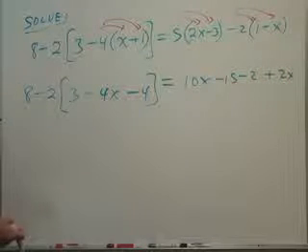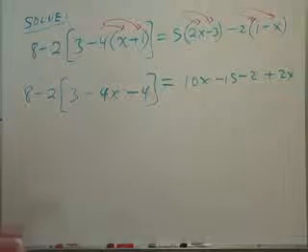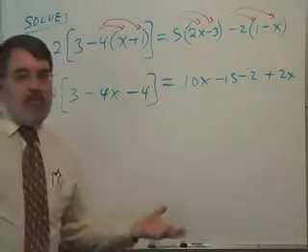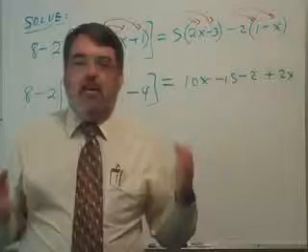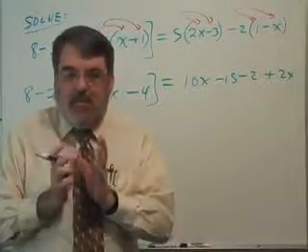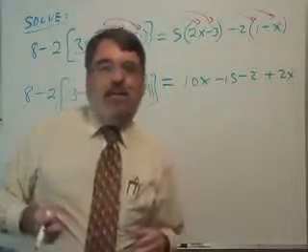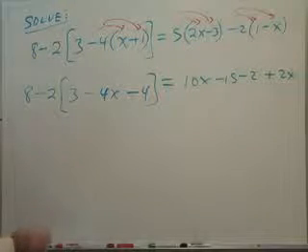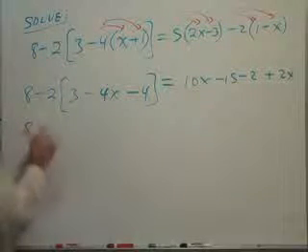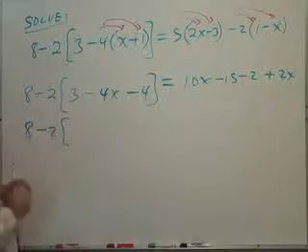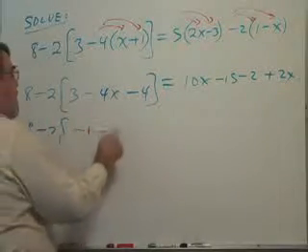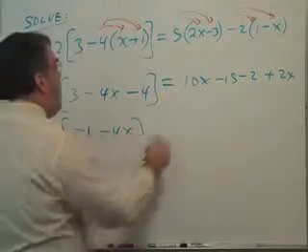Now, I like to simplify inside my parentheses before I remove them. And that really does follow the order of operations. You want to simplify everything inside the parentheses first. That's your first step in the traditional order of operations. So this will be on the left side, 8 minus 2 bracket 3 minus 4. Those will combine, so I get minus 1 minus 4x.